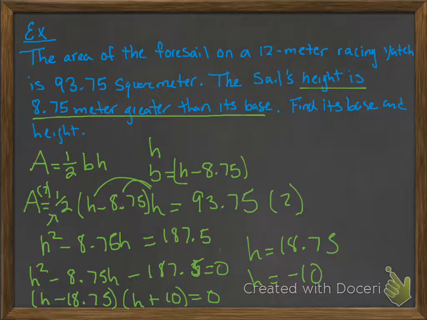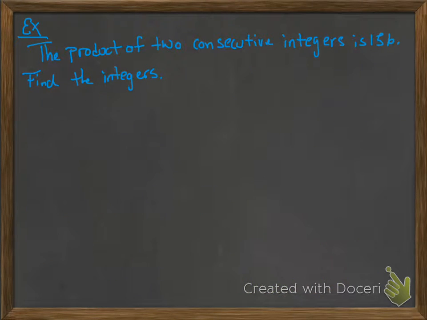But can you have a negative? Can I have a height that is negative 10 meters? Nope, I can't have a height of negative, so that 18.75 is my only answer. Alright, last example here. We've done ones like these with our consecutive numbers, so let's try another one.